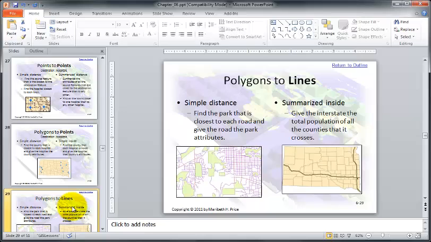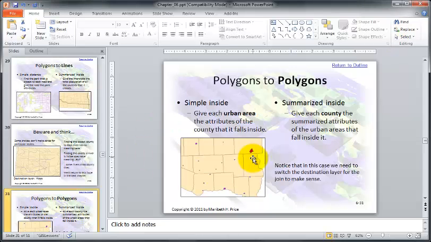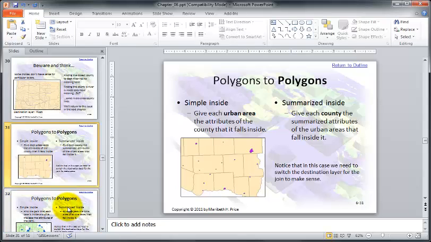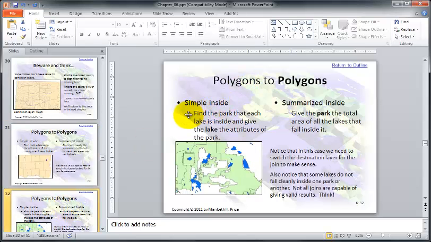Polygons to lines. Find the park that is closest to each road and give the road the park attributes. This is a polygons to polygons. The simple inside gives each urban area the attributes of the county that it falls inside. So all of the county attributes would then be appended to the urban area in this example. Find the park that each lake is inside and give the lake the attributes of the park.